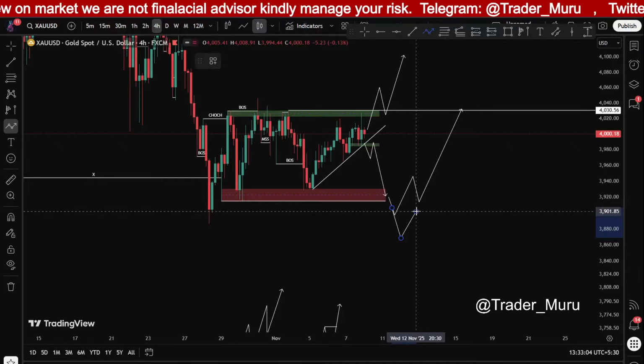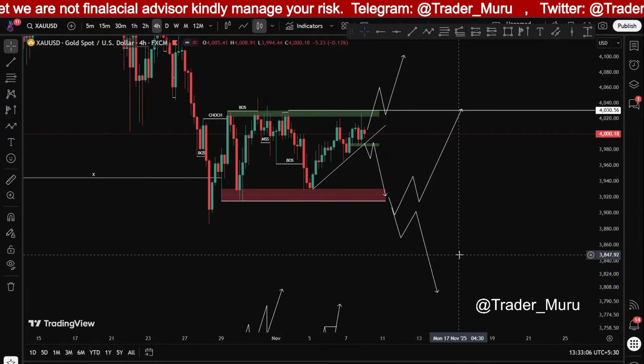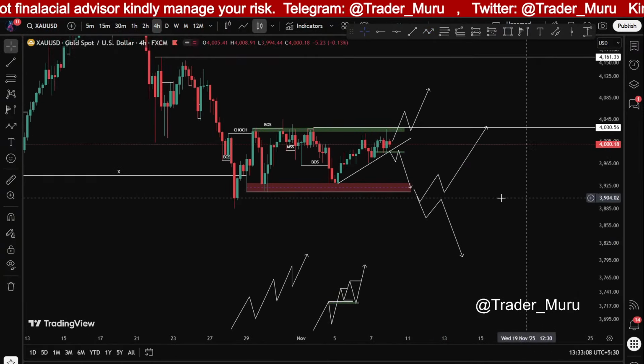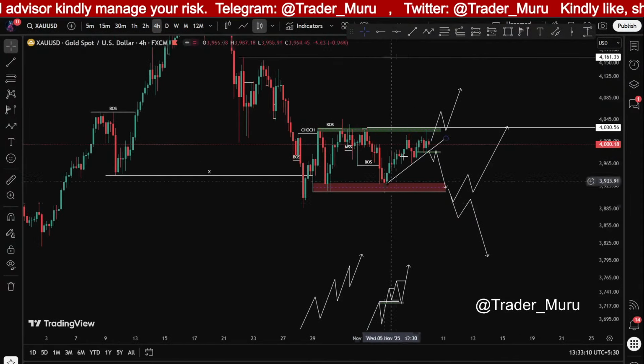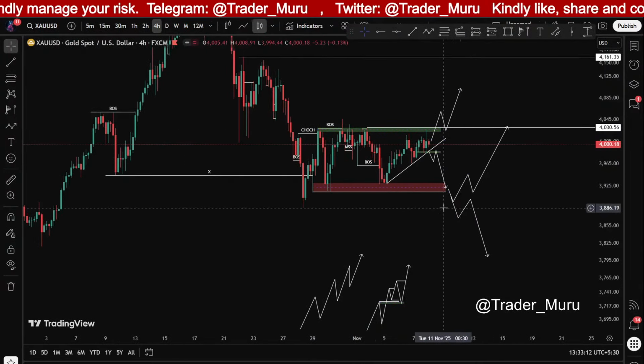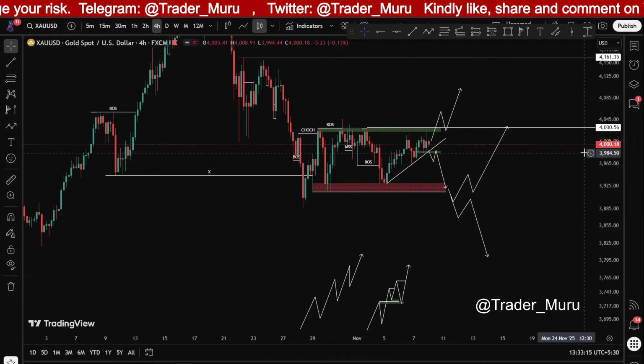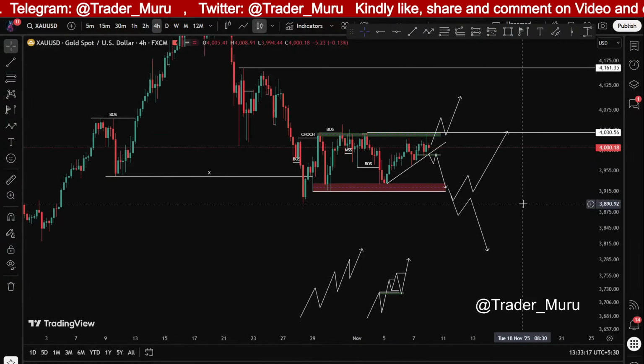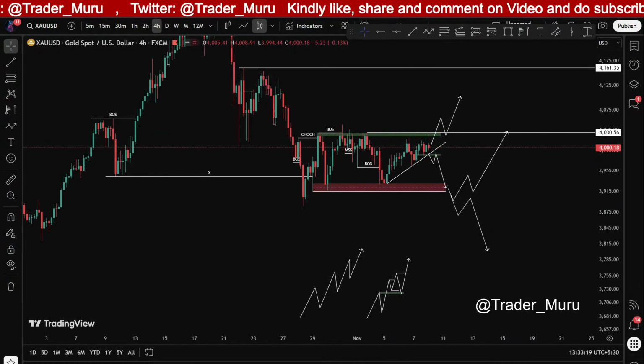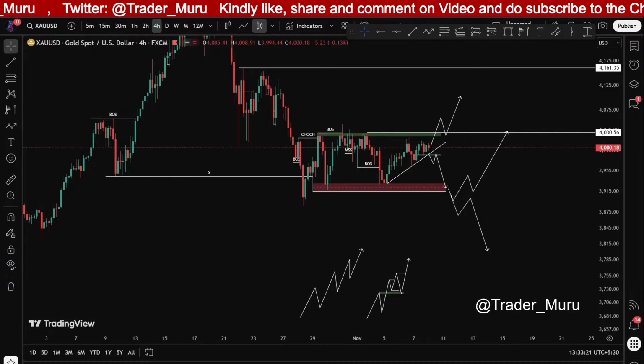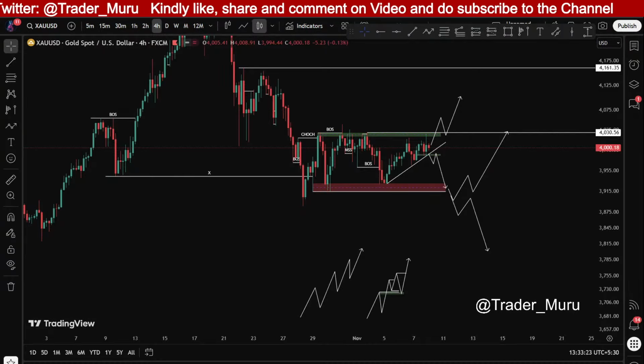Like this one. So till CPI, price can range in this bigger time frame zone. What is the ultimate decision of gold?